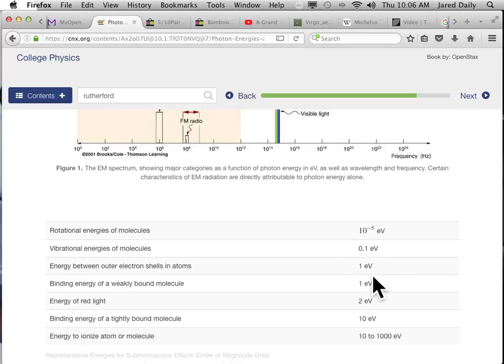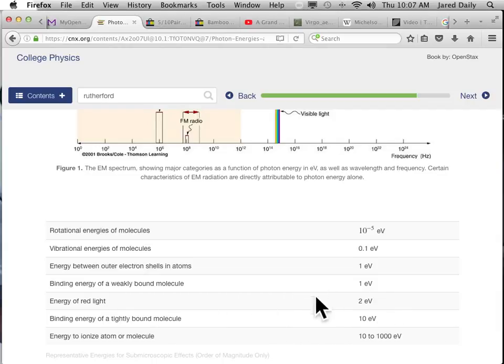That's also why we can see, because things are made of atoms. And electrons in the atoms are going up and down in their electron configurations, in their different states, and they're releasing light that we can see. Binding energy of a weakly bound molecule, about 1 electron volt. So a weakly bound molecule, again, we can see 1 electron volt energy. If it releases that energy, we can see it.